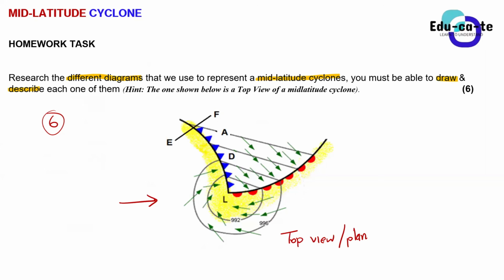So you just need to research other views that we can draw of a mid-latitude cyclone. But people not making an attempt, that's a problem. And just writing short answers and describing cold fronts and warm fronts, because I say that you must draw and describe each of them. Guys, you've got the Focus textbook, DBE study guides, Platinum textbooks, many textbooks, YouTube, you've got everything here.